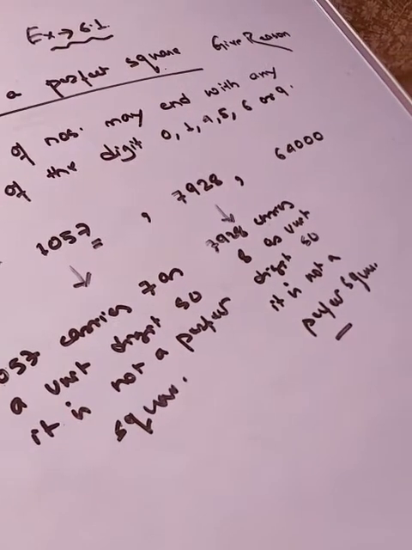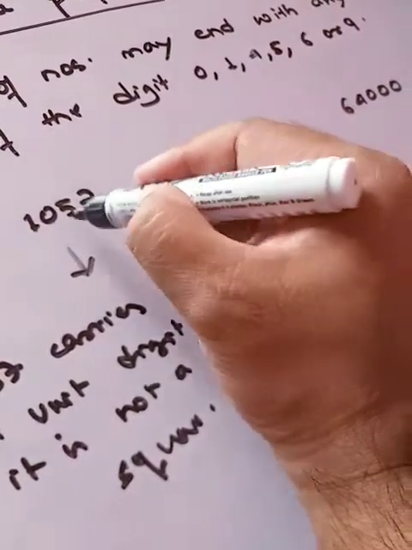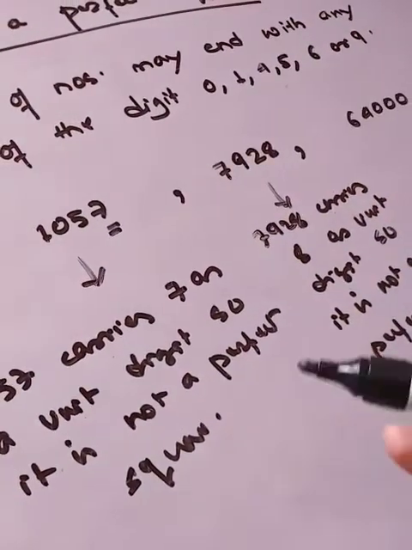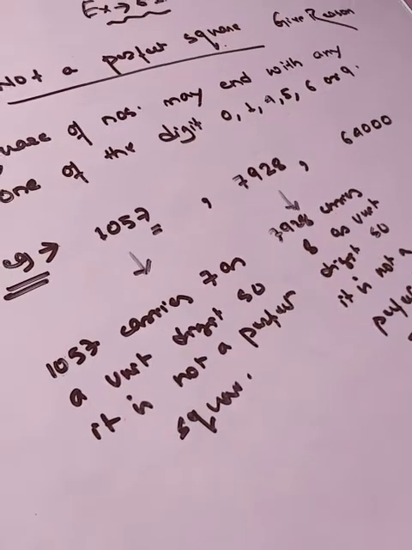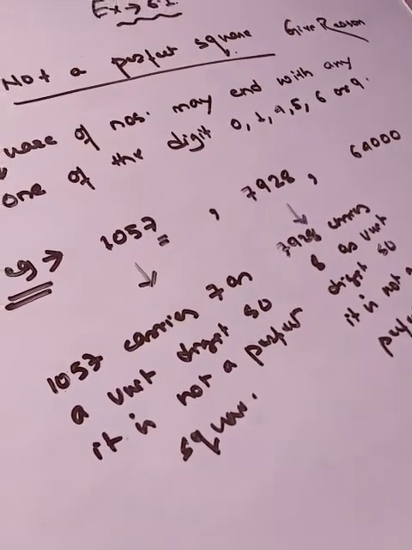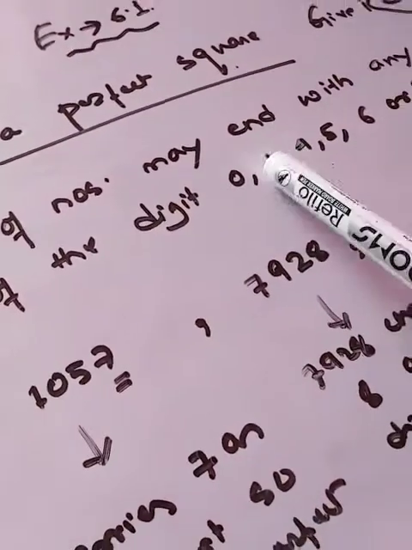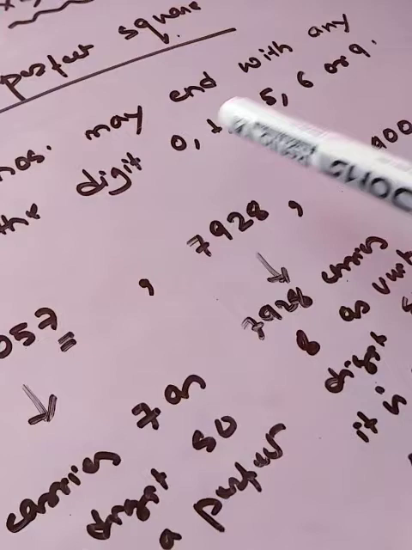This is very easy. Just by looking at the unit digit, you can straight away answer why these numbers are not perfect squares, because any number which is a perfect square will always end with 1, 4, 5, 6 or 9, and even 0 also.